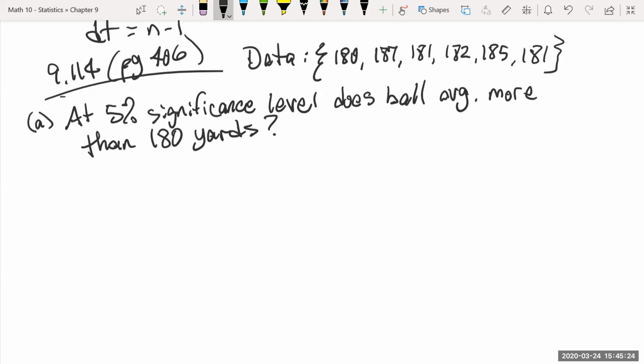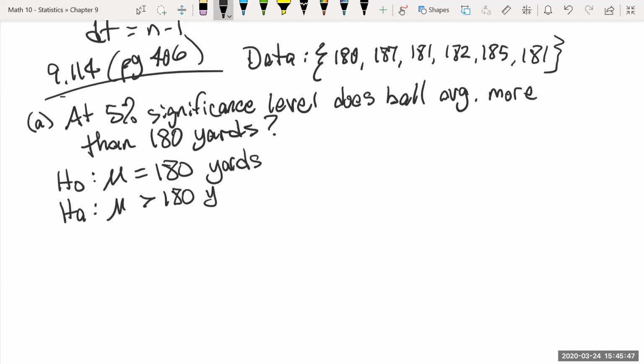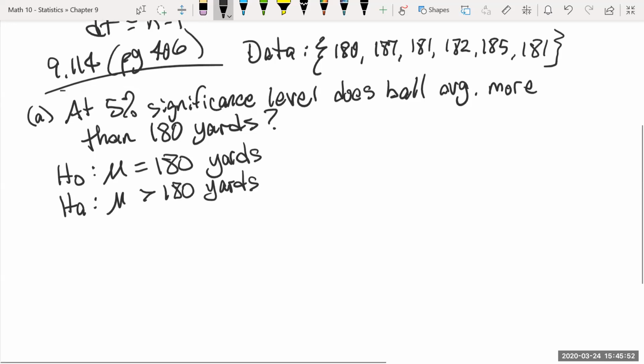So again, what's the first thing we do? We state the null hypothesis. The null hypothesis was that the population average was equal to 180. Remember, we always have an equal for the null hypothesis. We're going to assume things are as they stated. The alternative is what we're trying to show, that mu is actually greater than 180 yards. All right, so that's where we're starting.